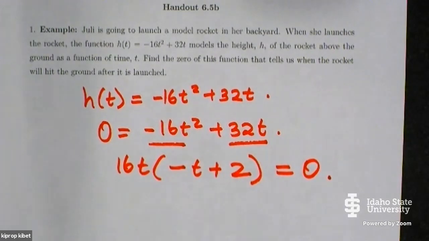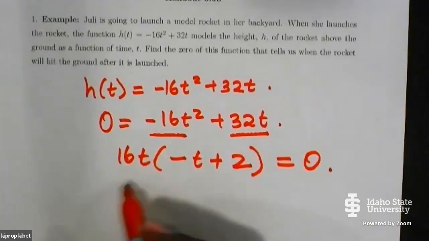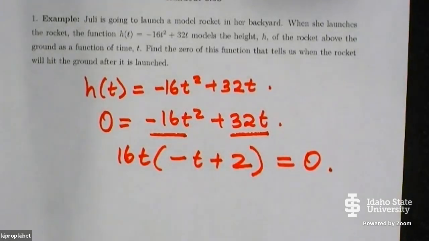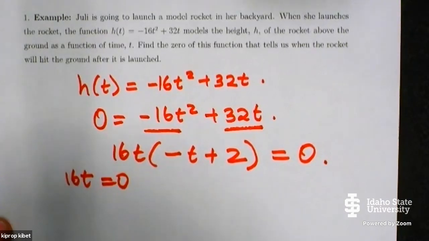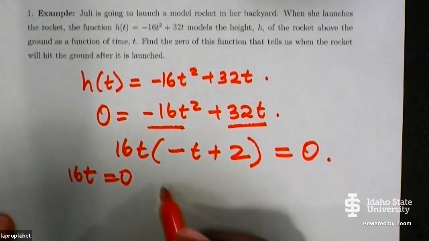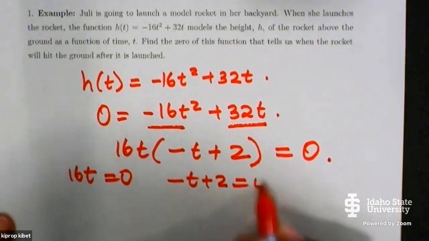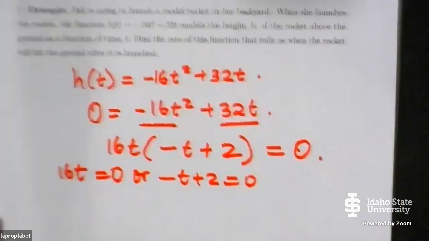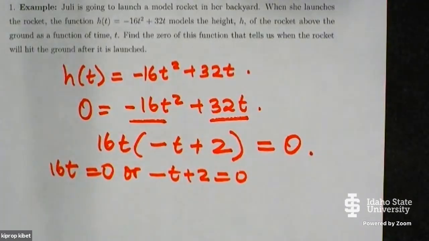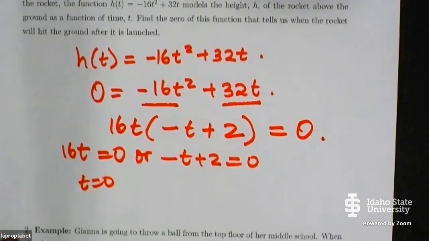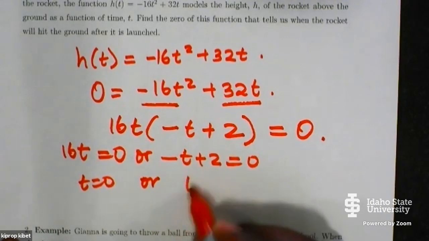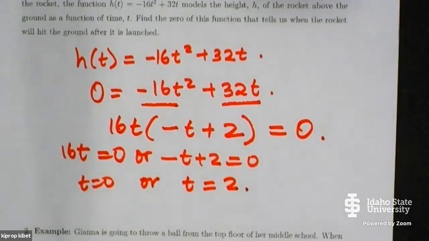Okay, so then we now use the zero product rule. Therefore, 16t equals 0, or minus t plus 2 equals 0. So then t here will be equal to 0, or t there would be equal to 2. T would be equal to 2.